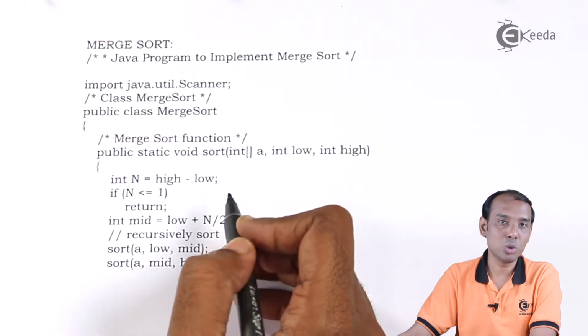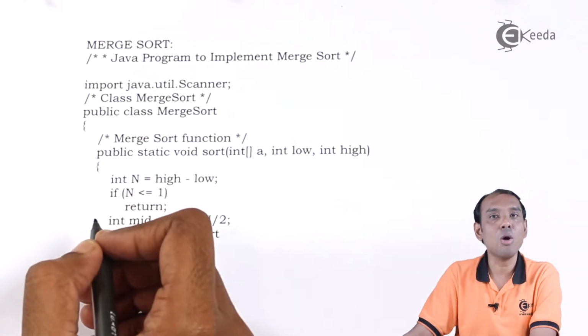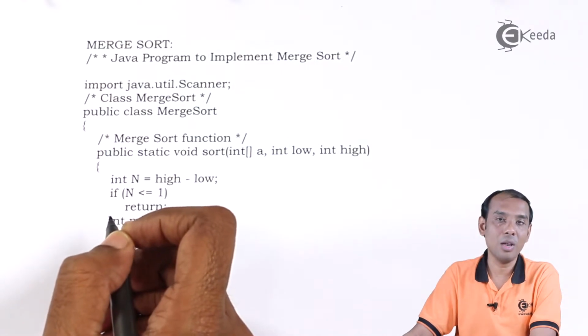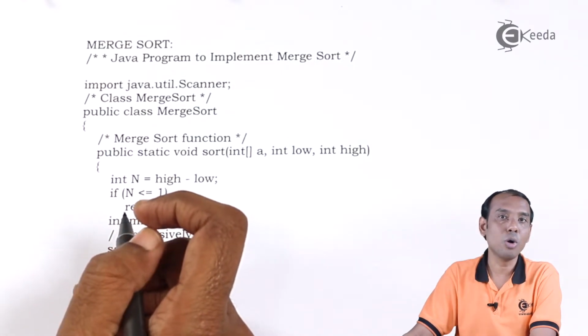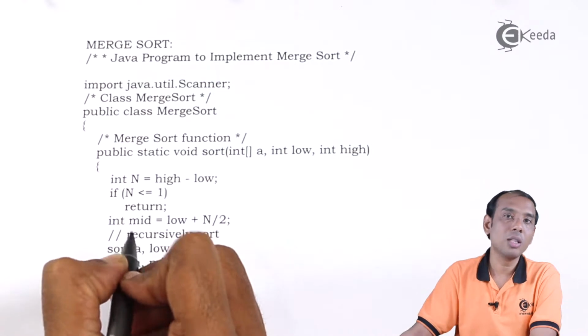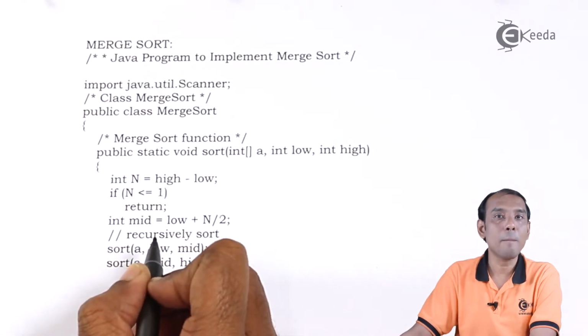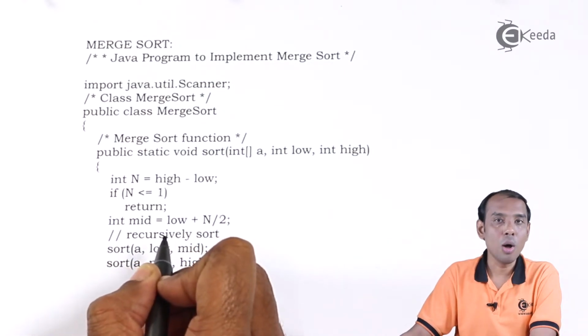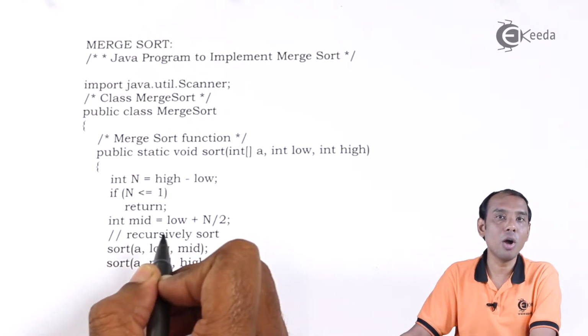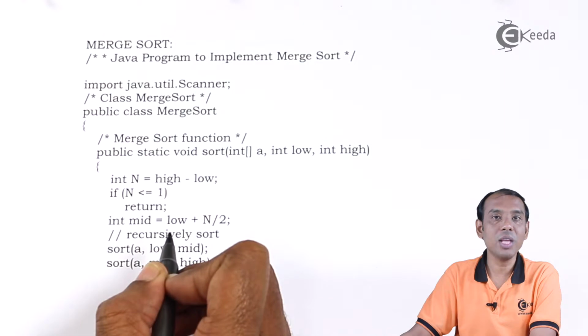Once we are done with this, we are going to calculate the value of the n variable, which is what we are going to use to calculate the midpoint value. So for that, we are going to check the n value. If n is less than or equal to 1, we are going to return. If not, then we are going to calculate the value of mid. Mid would be low plus n by 2. So we are going to have the midpoint of the entire array.